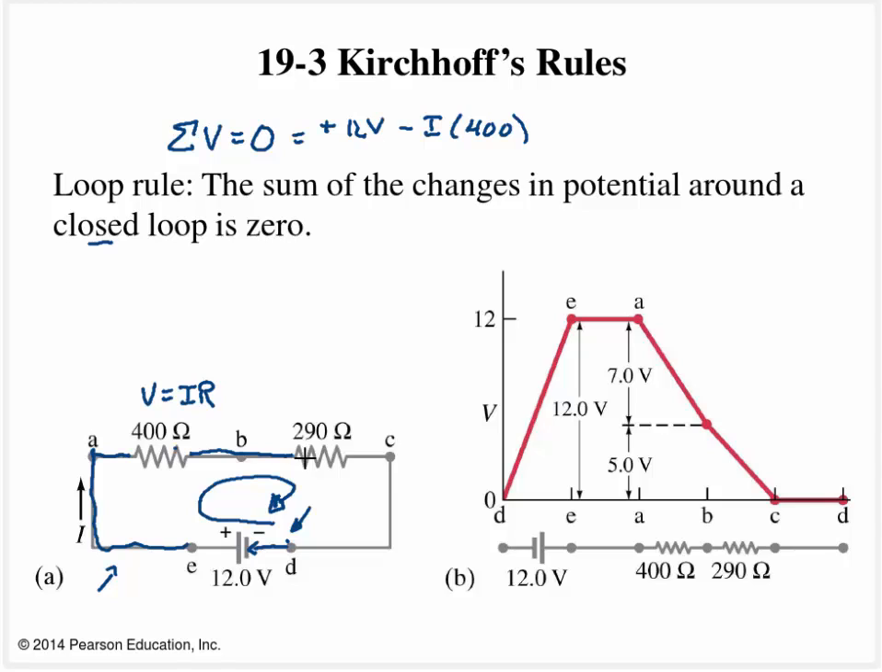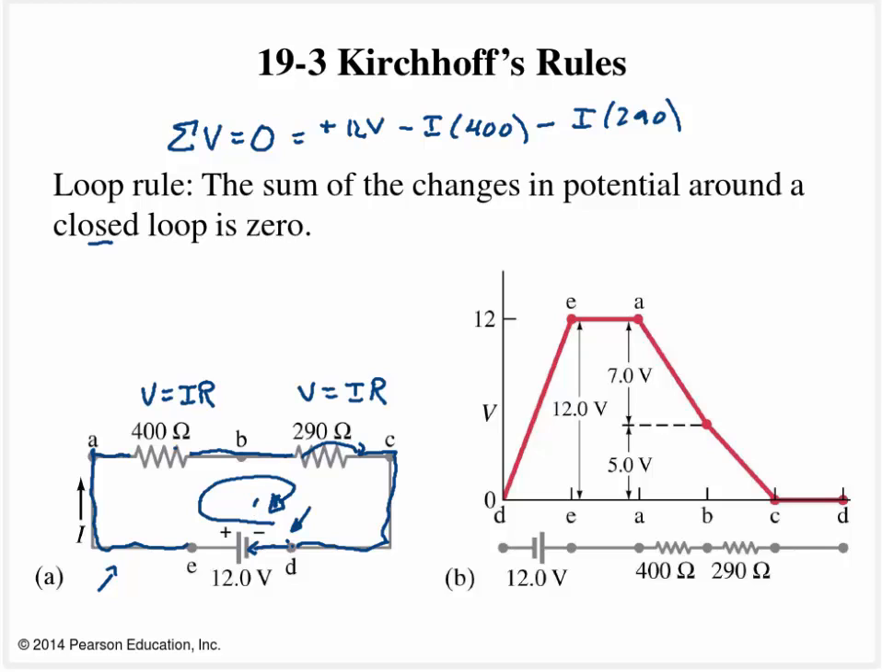Keep on chugging through B. I'm going to go across this 290 ohm resistor. I'm going to again lose my current multiplied by my resistance when I go across this, so I'm going to lose the current multiplied by 290. I'm going to come back here and reach point D. So all of these terms should be equal to 0.